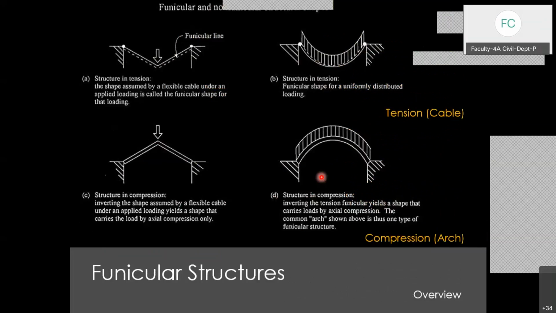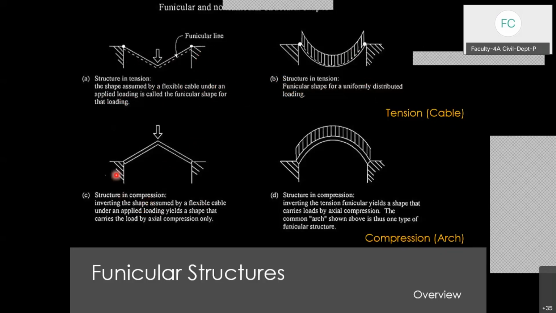Now if we just look at this kind of arc, suppose the structure is in tension, so this is the first diagram. It is called a funicular line. The shape assumed by a flexible cable under an applied loading is called the funicular shape for that loading. Suppose the funicular shape for a uniformly distributed loading could be like this. Similarly, in this structure both are in tension.